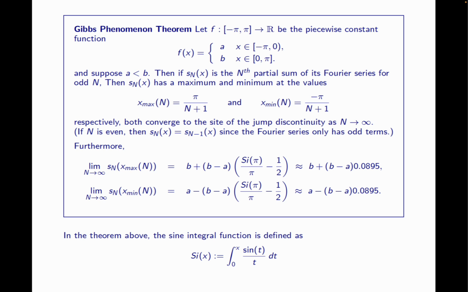And the maximum of the Fourier series, which of course is the limit of the partial sums as n goes to infinity, is going to overshoot b by about 9% of the gap, and the minimum is going to undershoot a by about 9% of the gap. And of course, the Si, as I mentioned, refers to the sine integral function that we are evaluating at x equals pi.